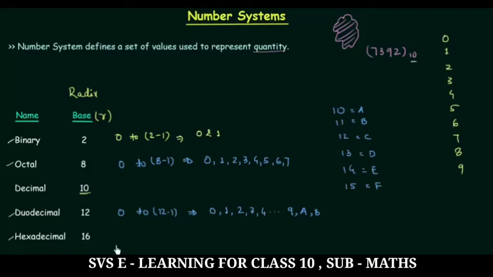For hexadecimal, we will repeat the same process, 0 to 16 minus 1. 16 minus 1 is 15, so we have 0 to 15, so 0, 1 all the way to F, because F is 15. This was the small introduction on number systems. In the coming presentations, we will see more details on them.